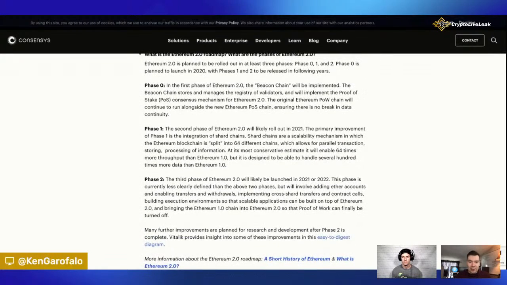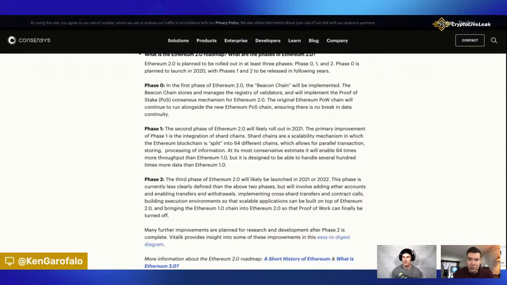Let's get into what exactly these phases are and timelines of when we can expect to start seeing some action on them. So also, if the audience watching has any questions, feel free to just put those in the chat. We'll bring those up. Phase 0. So this is the first phase of Ethereum 2.0. It's been dubbed the beacon chain. This stores and manages the registry of validators, and will implement the proof of stake consensus mechanism for Ethereum 2.0.